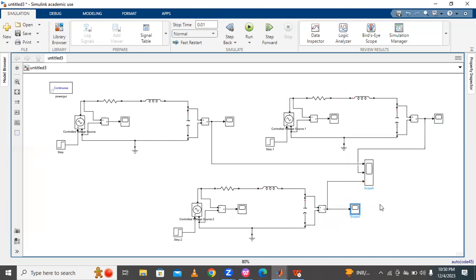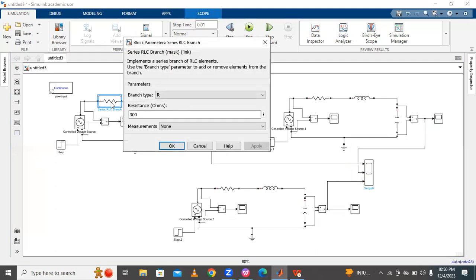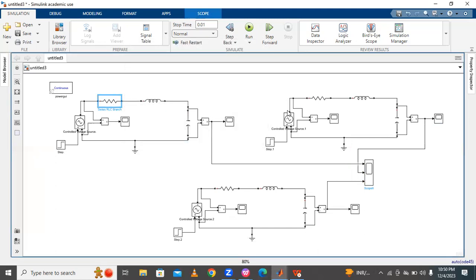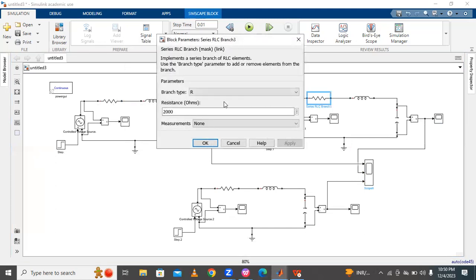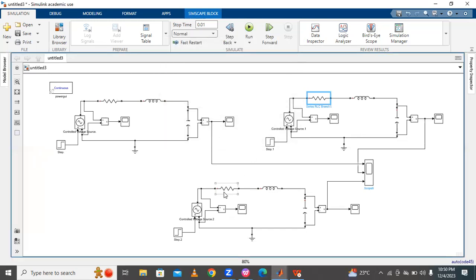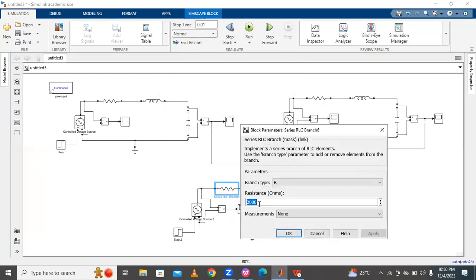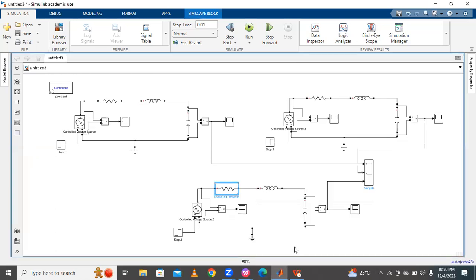By changing the values of resistances. So the first one is the 100 ampere system. Then 2000, critical damper system. And next change here, 4000 or 6000, whatever it may be, over damper system, greater than 1. Like this, RLC values are changed. This is under damper, this is critical damper, this is over damper. And then simulate.